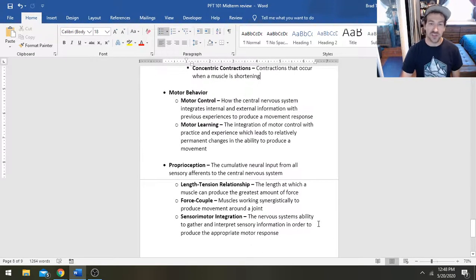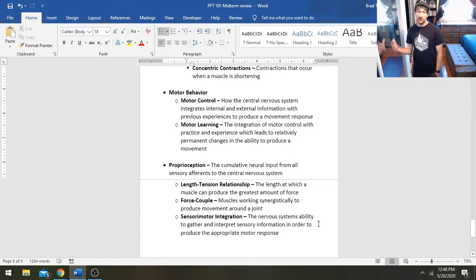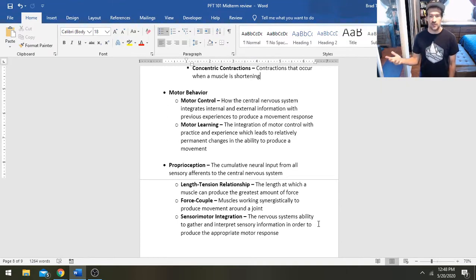Now, in order to understand how motor behavior actually functions, if we're looking at motor control and motor learning, we need to understand how our brain interprets the information coming from all of our muscles. And so again, we come back to the concept of proprioception, your body's spatial awareness. It's all of the information from sensory neurons coming into your central nervous system, and all the information going out away as well.